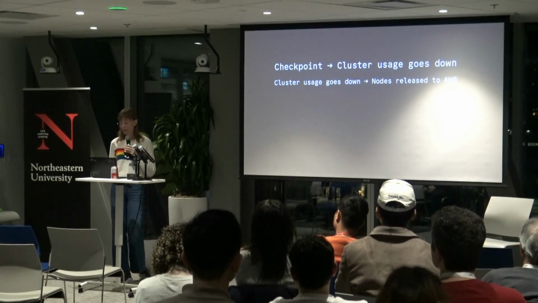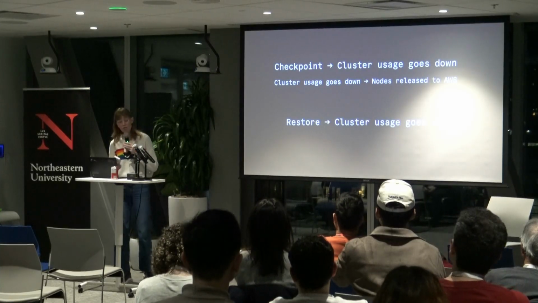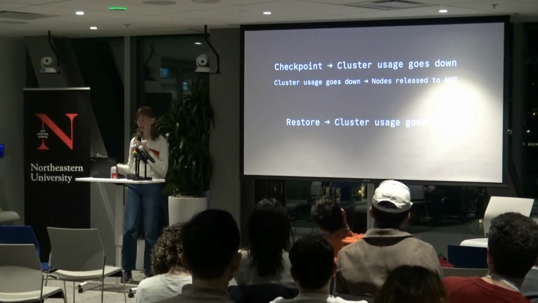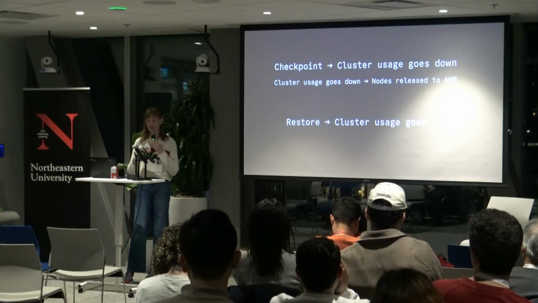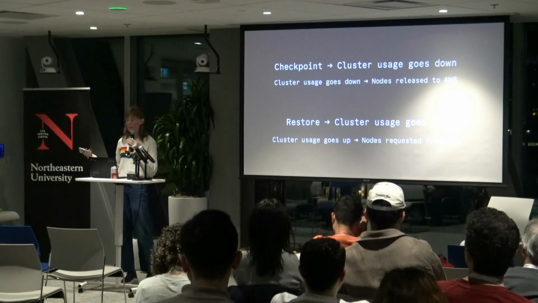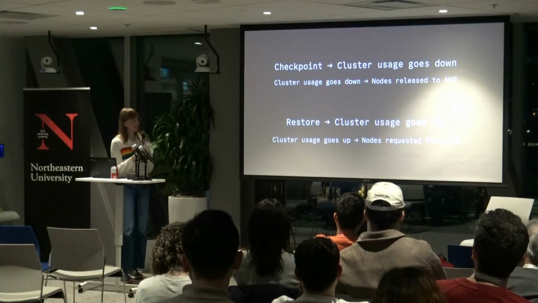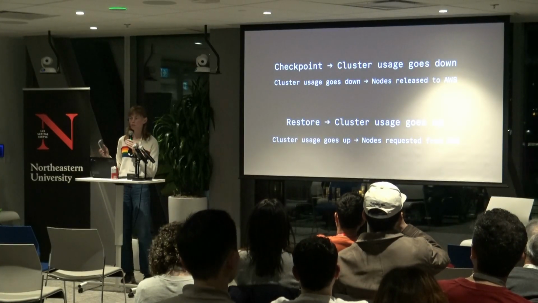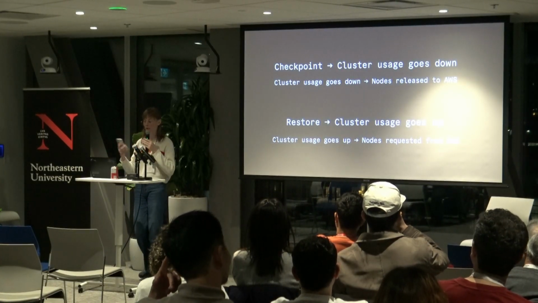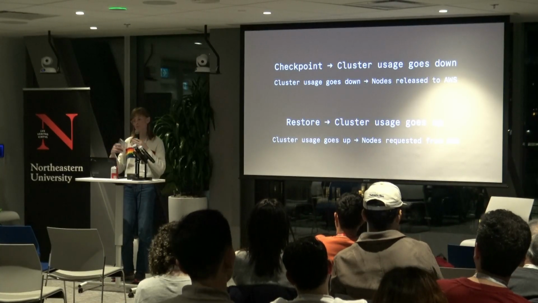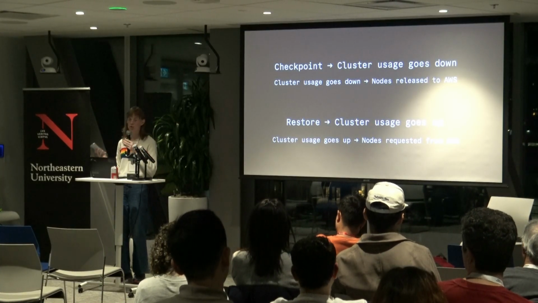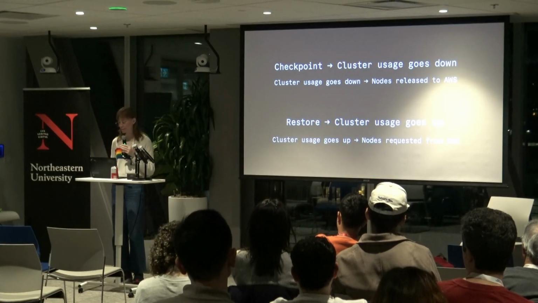Then, if new traffic comes in and you need to scale back up again, you can simply get the nodes from AWS again. The cluster usage goes up, and the nodes will be automatically added back to your cluster. So you can basically automatically right-size your Kubernetes cluster without losing any state and without paying the penalty of restarting an application, which of course means you lose state. You need minutes to spin them back up again. With this, it's just instant.